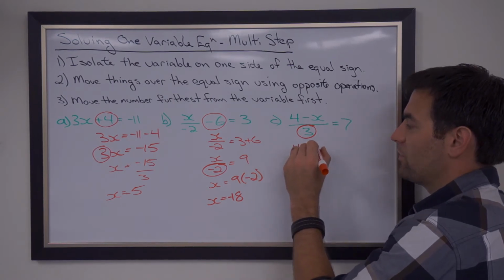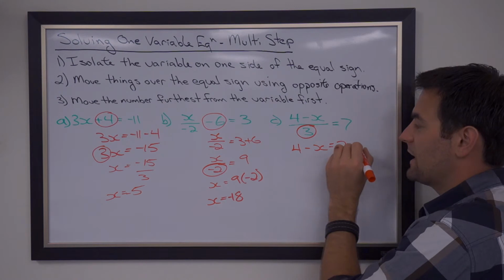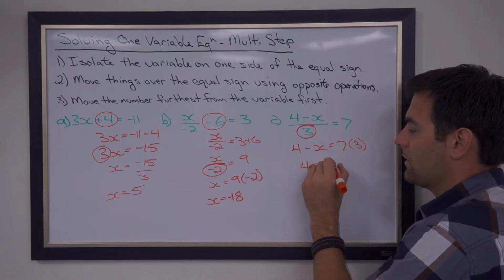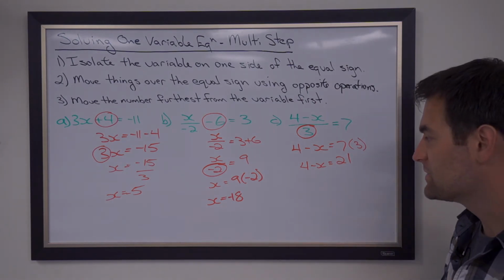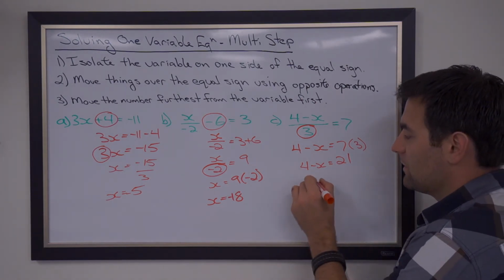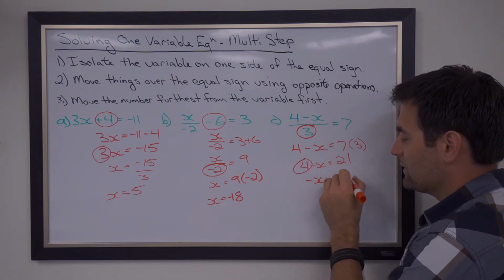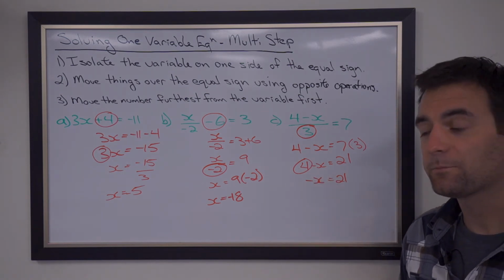So here we have 4 minus x equals 7 times 3. 7 times 3 is 21. So 4 minus x equals 21. We need to move the 4 next. So negative x equals 21 minus 4. Remember that negative sign does not disappear.